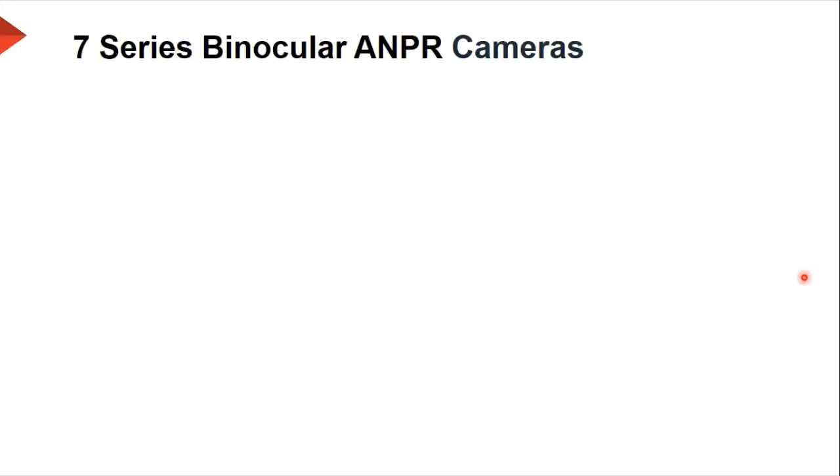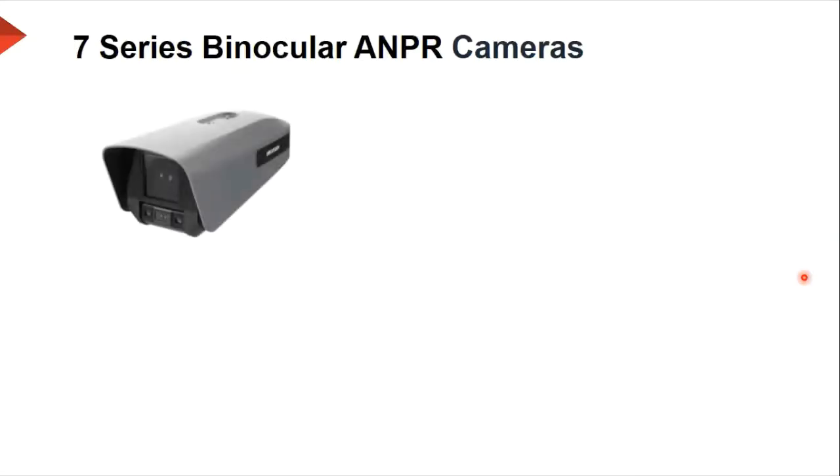All right, the 7 series binocular ANPR camera. So what we've got here, it looks like this. This is a new series camera. We also have 8 series cameras that look very similar to this, but this is a 7 series binocular ANPR camera. Now, what do we mean with binocular?